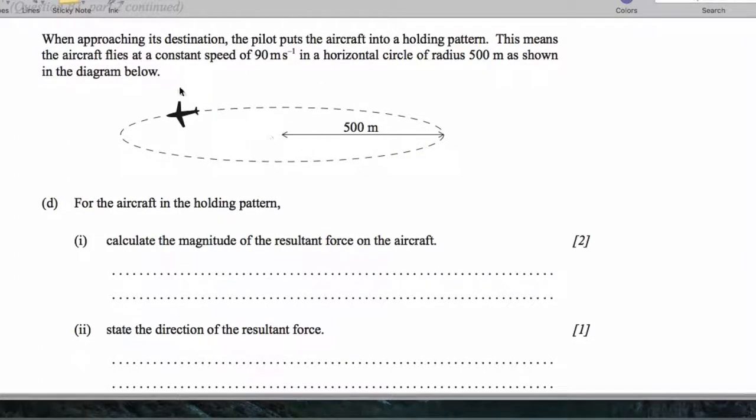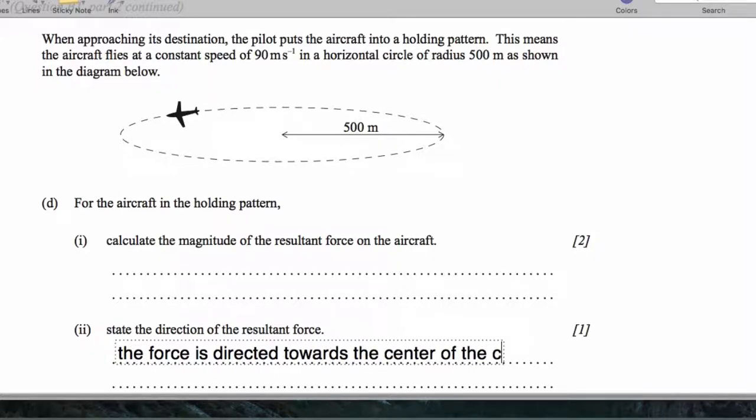Okay, we've got something moving in a circle. People wrote a lot of stuff. We've talked about this in class. Please memorize this fact: the force is directed towards the center of the circle. That is it. Now we want the force on the aircraft.